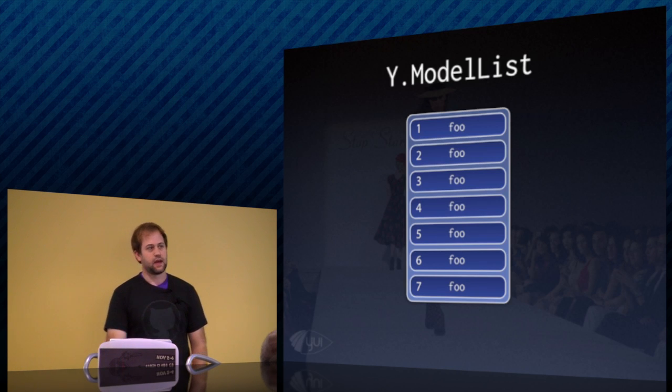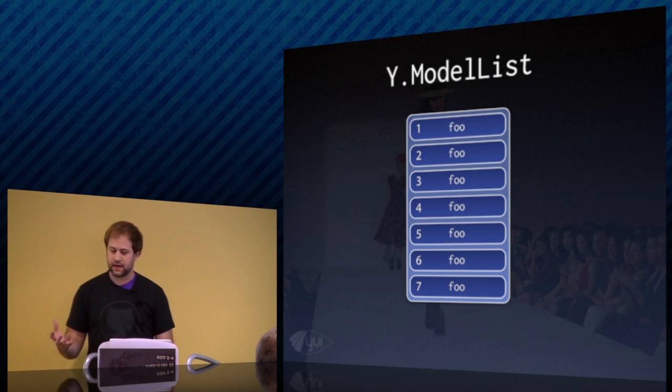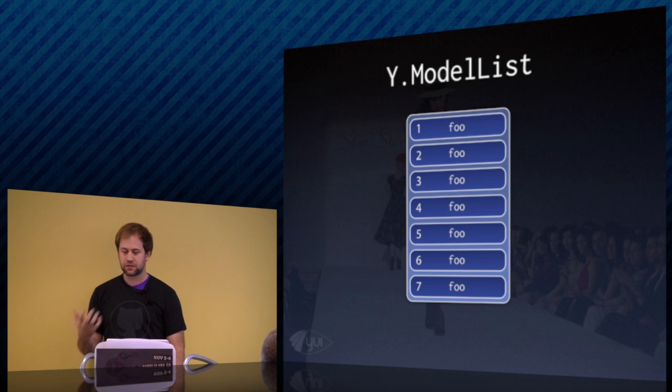There's another thing that we added around dealing with models, which is model list. And model list basically adds collection semantics to working with a set of models. The interesting thing that we do in Y.ModelList and Y.Model is that a model can exist in multiple lists. And these lists are usually used to help you work with your data.